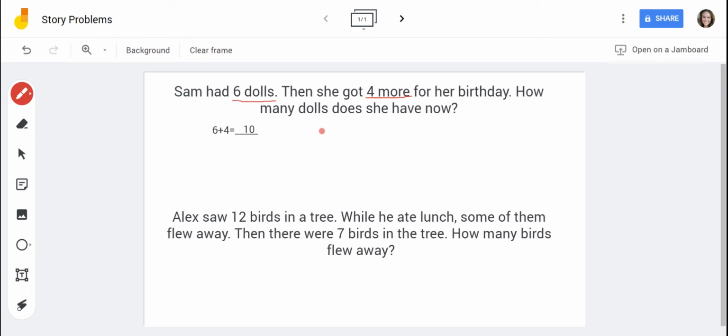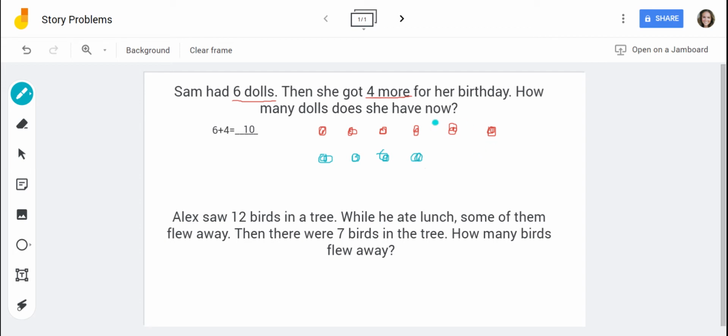So let's say I draw Sam's 6 dolls. I'm just going to represent her 6 dolls with dots. So we have 1, 2, 3, 4, 5, 6. So there's the 6 that she started with. And now let's add the 4 that she got for her birthday. 1, 2, 3, 4. So now we just have to add them all up. So we have 6, 7, 8, 9, 10.